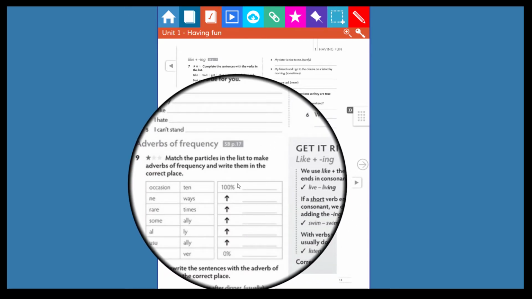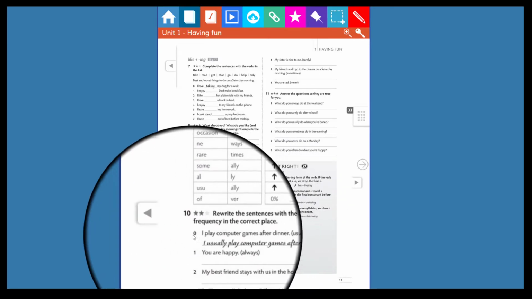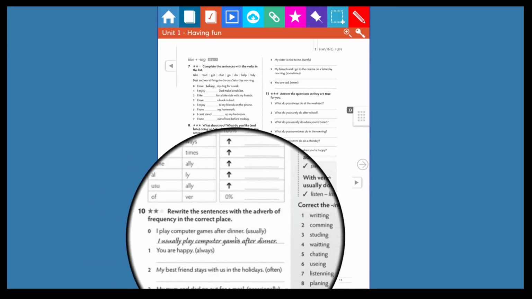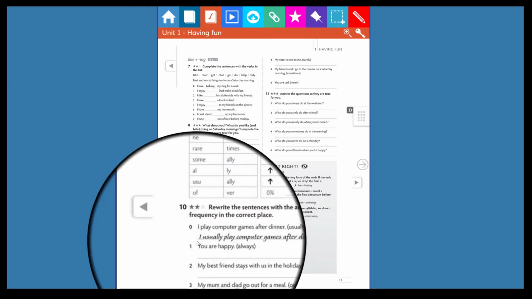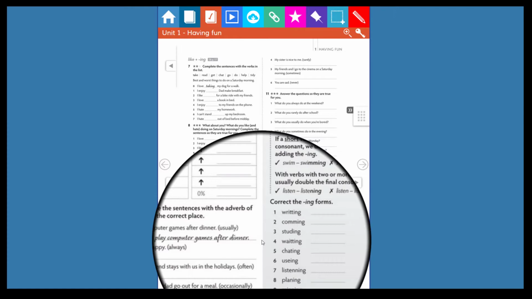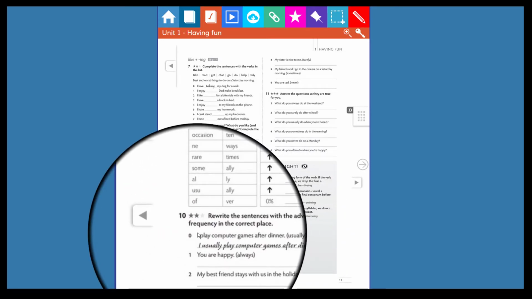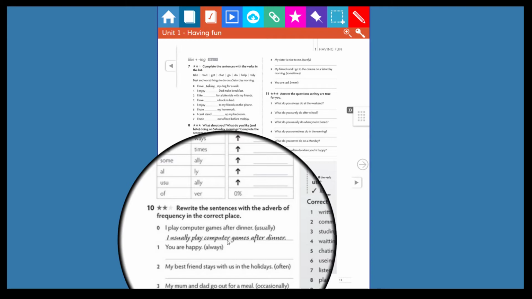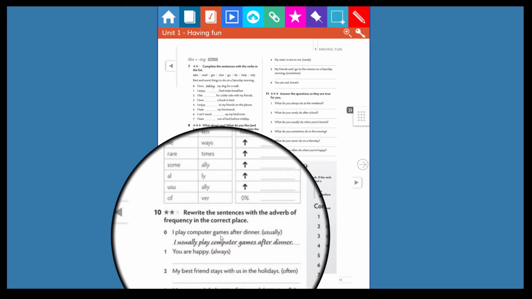Number 10. Rewrite the sentences with the adverb of frequency in the correct place. For example, number 0, I play computer games after dinner. And you have to use the frequency adverb usually. The correct sentence is, I usually play computer games after dinner. Remember that we're going to use the frequency adverb between the subject and the main verb, between the subject and the verb. Okay? Great.